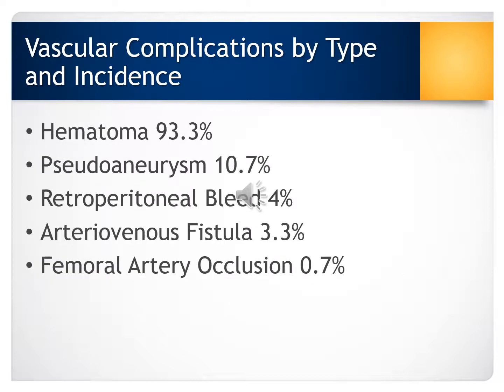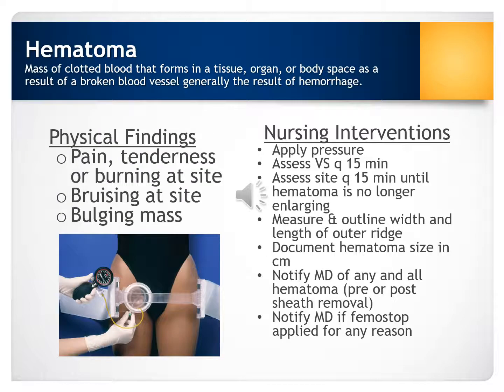In the previous slide, I mentioned that there could be vascular complications. The vascular complications are listed here. The most common vascular complication is hematoma, followed by pseudoaneurysm, retroperitoneal bleed, AV fistula, and femoral artery occlusion. A hematoma is a mass of clotted blood that forms under the tissue. It is the highest complication that can occur.